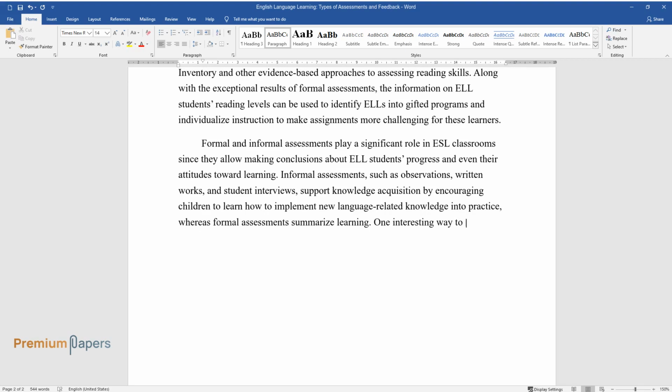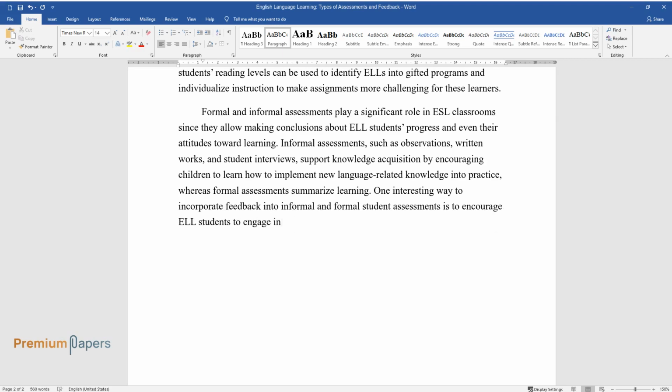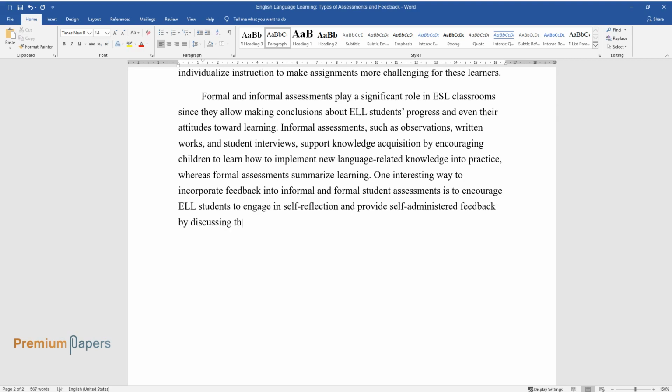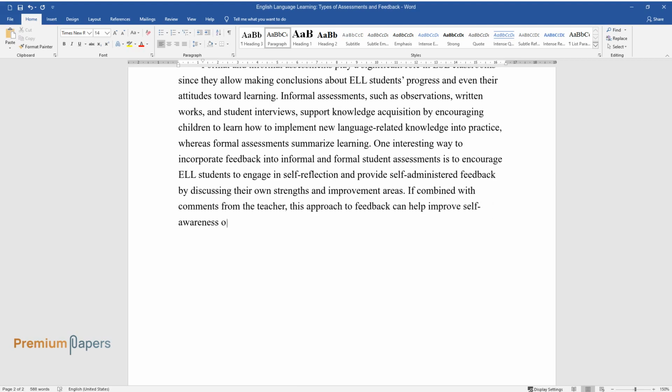One interesting way to incorporate feedback into informal and formal student assessments is to encourage ELL students to engage in self-reflection and provide self-administered feedback by discussing their own strengths and improvement areas. If combined with comments from the teacher, this approach to feedback can help improve self-awareness of ELLs.